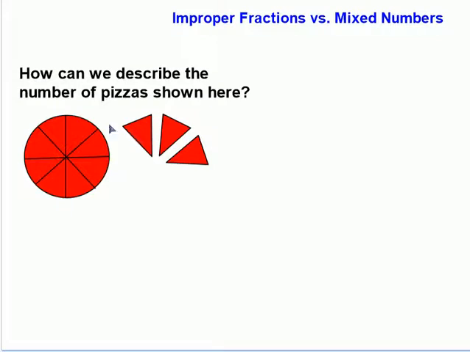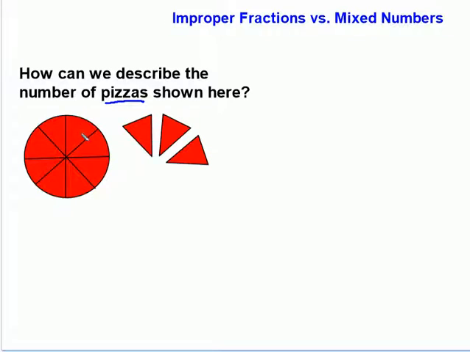Let's use an example. How can we describe the number of pizzas that are shown here? Not the number of pieces, but the number of actual pizzas that are shown here. Well, we could represent that using an improper fraction. And here's how that would work.